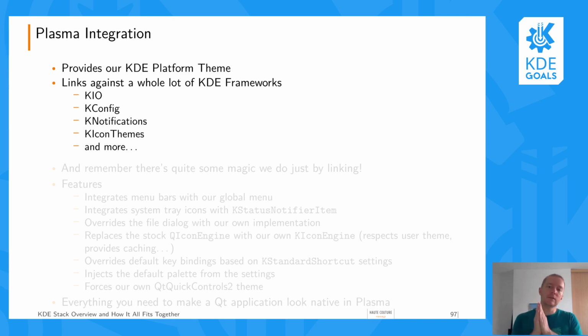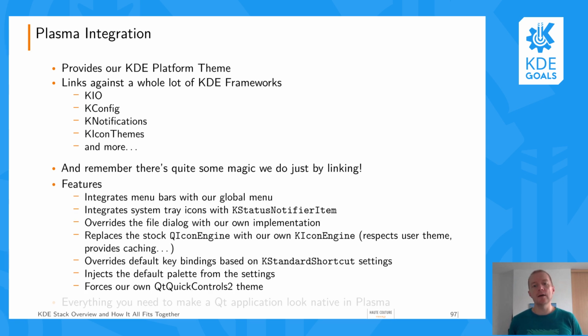This one will link against a bunch of KDE frameworks, KIO, KConfig, KNotifications, KIconThemes, and more, okay, including XMLGui, which I mentioned earlier. And remember that just by linking to those from the plugin, there's a lot of dark magic we can actually do, okay? And we don't shy away from it. So features, this enables integration of the menu bars with our global menu. That's coming from that platform theme. Integration of the system tray icons with the StatusNotifierItem protocol, specific protocol that we're using nowadays. That's done this way. Overriding the file dialog with our own implementation.